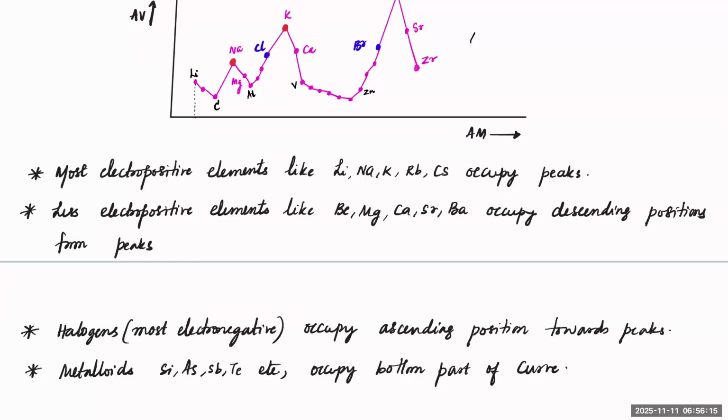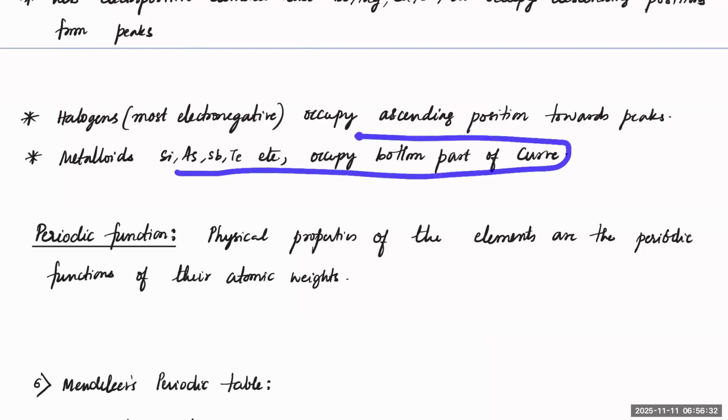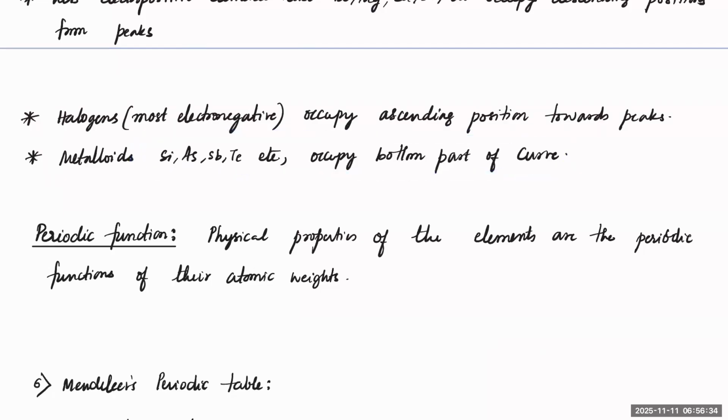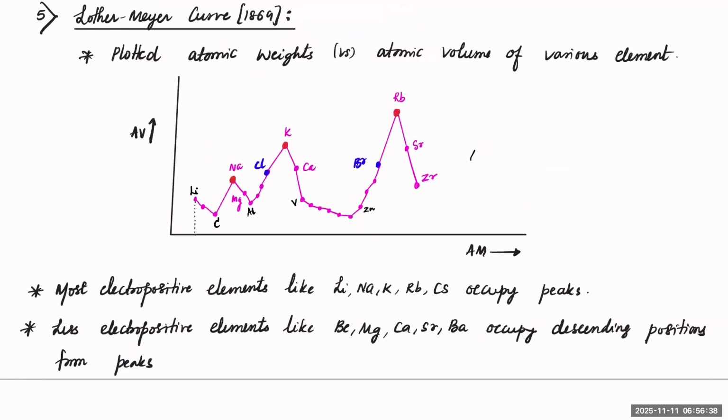So what we can say from here is that the most electropositive elements, like lithium towards cesium, occupy the peak values. And around the descending positions, you will have group 2. Halogens occupy ascending positions. Metalloids occupy the bottom of the curve, just at the bottom of the curve. Got it? So the problem here is even though there is some pattern, it is very difficult to remember them. So there is no easy way out for the Lothar-Meyer curve.